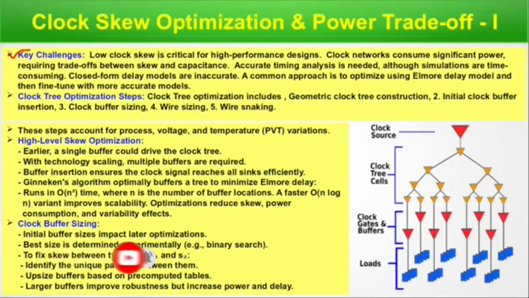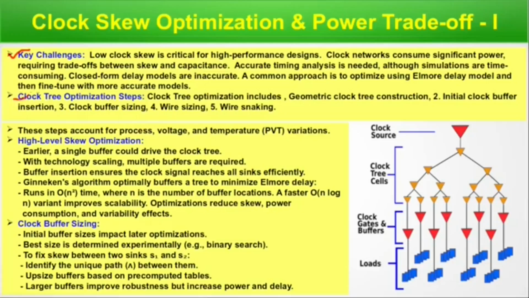Key challenges: low clock skew is critical for high performance design. Clock networks consume significant power, requiring trade-offs between skew and capacitance. Accurate timing analysis is needed. All the simulations are time consuming. Closed form delay models are inaccurate. A common approach is to optimize using the L-mode delay model and then fine tune with more accurate models.